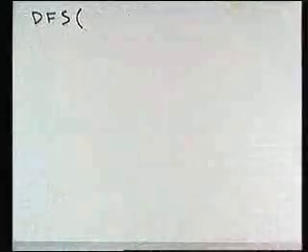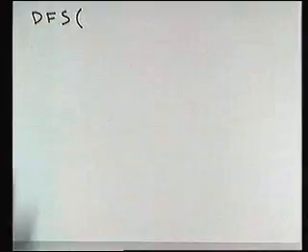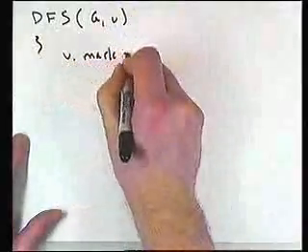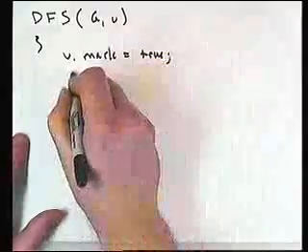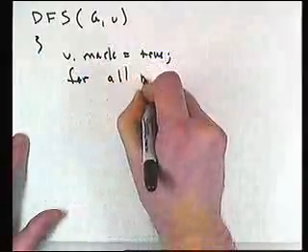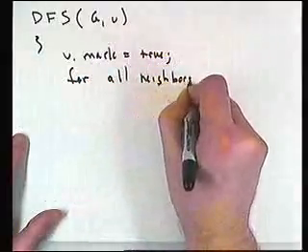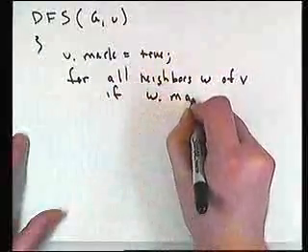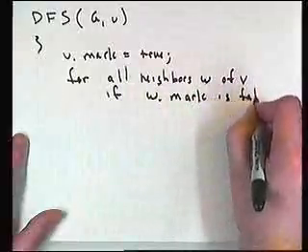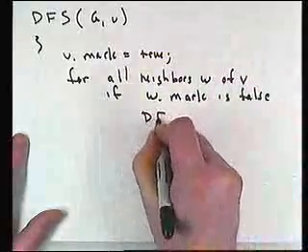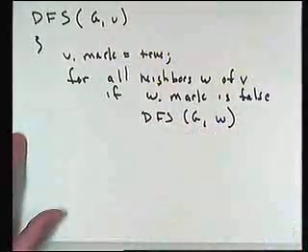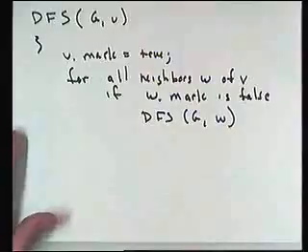And what I have here is, given the graph and your vertex, you say V.mark equals true, and you say for all neighbors W of V, if W.mark is false, then do a depth first search on this graph passing in W. So that's exactly what we had before.